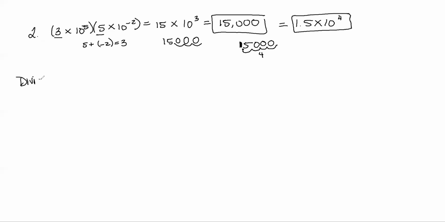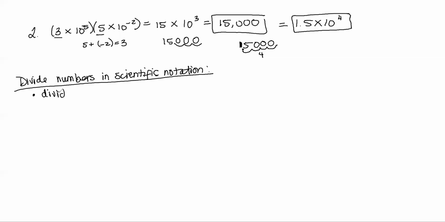Now, if we're going to divide numbers in scientific notation, it's going to be really similar. We're going to divide the numbers in the front first. So divide numbers in the front. And then, since we're dividing, we're going to use the quotient rule with the exponents.